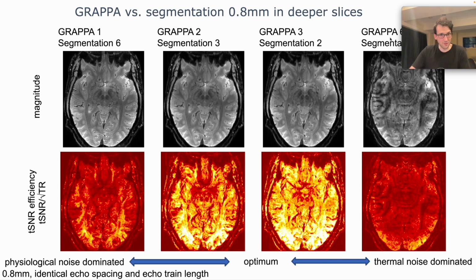If you do a lot of GRAPPA and no segmentation, you have a lot of samples, independent TRs. However, you're so much limited by g-factor penalty, and basically your coils cannot unalias images, so you have a lot of artifacts and SNR issues.